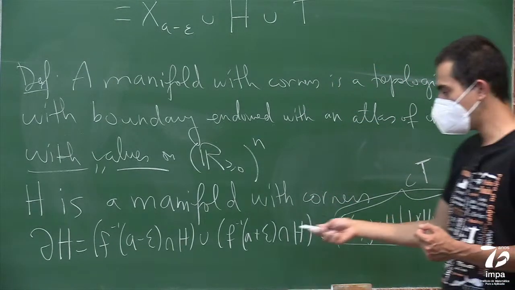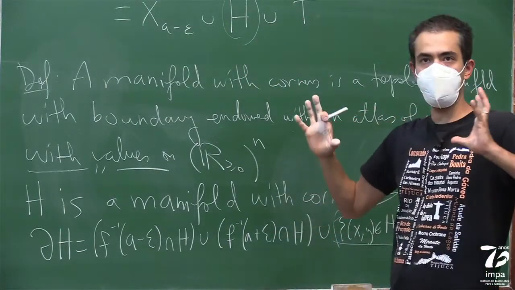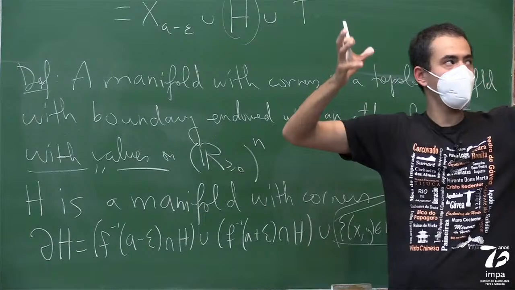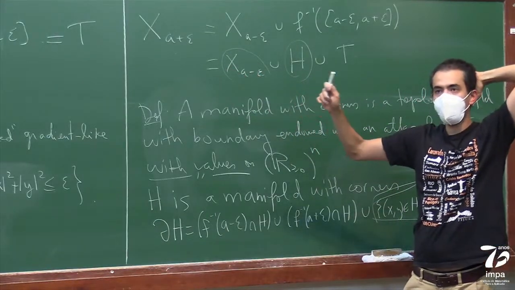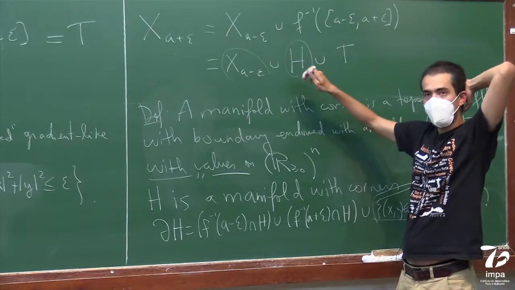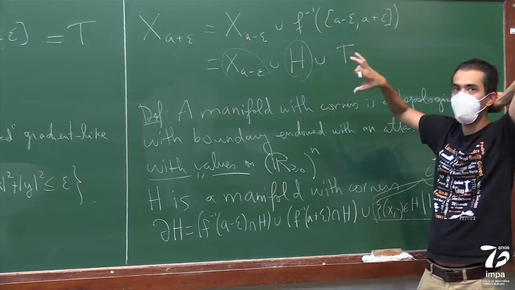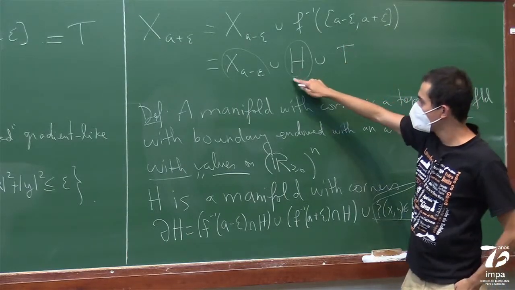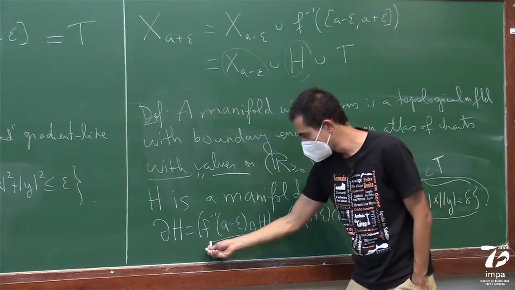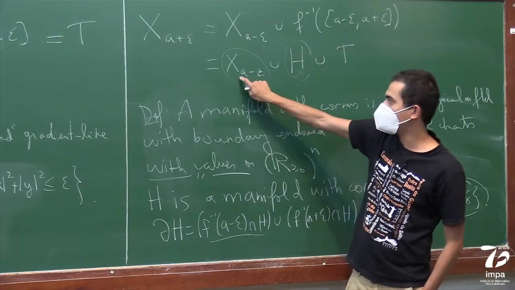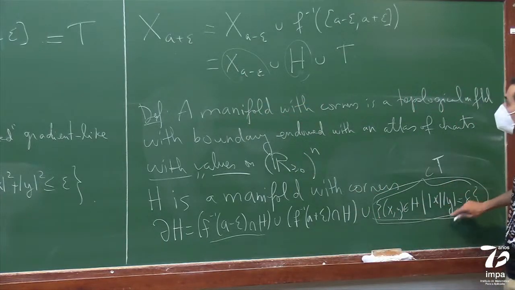So how should you see this? Another way to understand this is you take your x a minus epsilon, you take the disjoint union with H, and the disjoint union with T, but you glue in a specific way. You look at the boundary of H, and this part here you identify with the part that's in here. So you glue that over here. And then this part here, you glue with T.